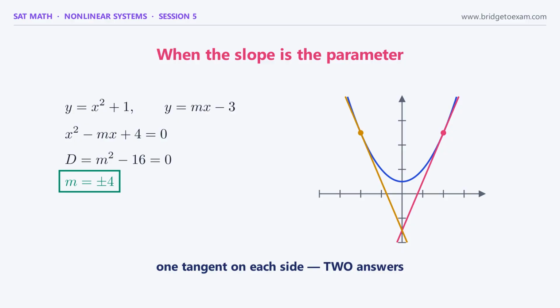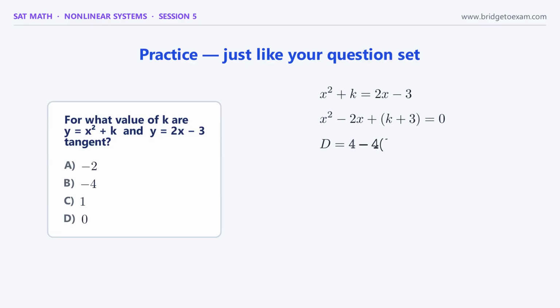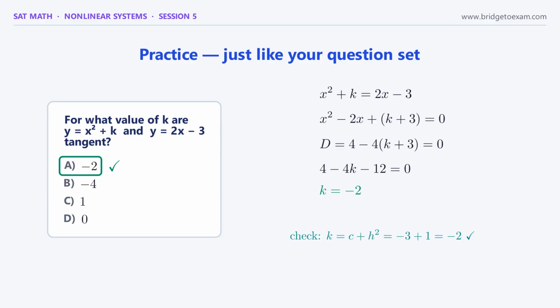The parabola has one tangent line of a given steepness on its left side, and a mirror image one on its right. So when a parameter question gives you a squared parameter, expect 2 values, and check whether the answer choices are offering you both. Let's do one from your practice set. For what value of k are y equals x squared plus k, and y equals 2x minus 3, tangent?